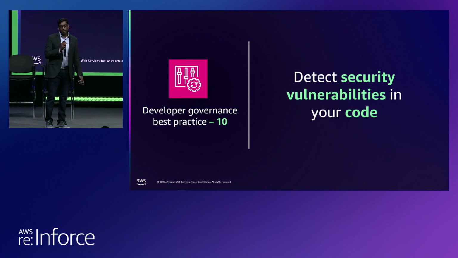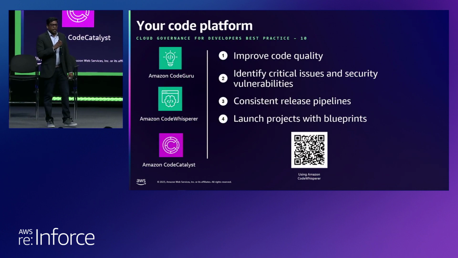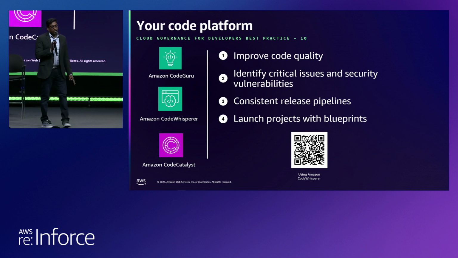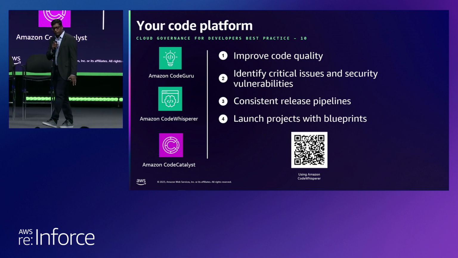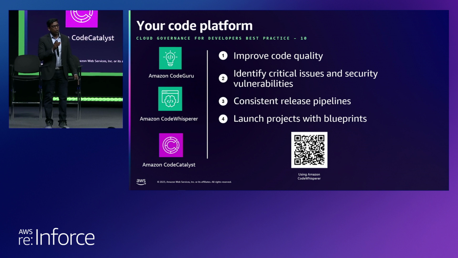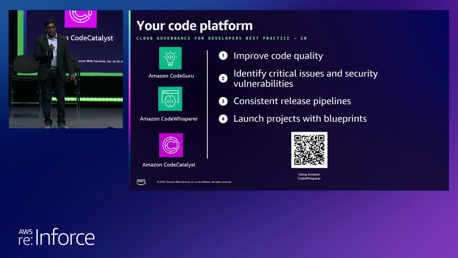Now, the 10th best practice, which is detect security vulnerabilities in your code. Here, this is all about the concept of shifting left for developers, improving testing quality and performance right during the development lifecycle. And just like Eric talked about with the preventative controls using CloudFormation hooks, we'll want to catch non-compliant resources before they're being deployed, right as the infrastructure as code templates are being developed.